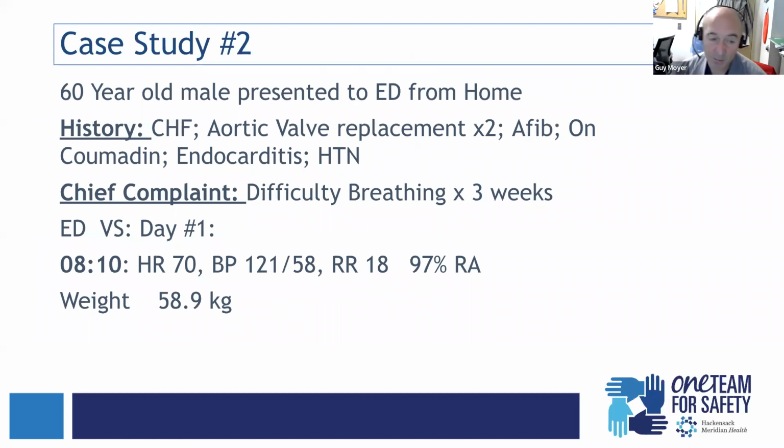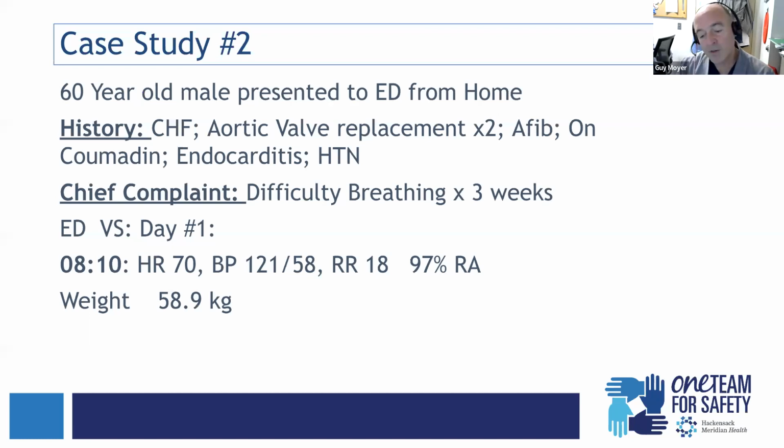The chief complaint on presentation to the emergency department was difficulty breathing for 3 weeks. So on day 1 in the emergency room, when they came in at 8:10 in the morning, they had a heart rate of 70, a blood pressure of 121/58, a respiratory rate of 18, and they were satting 97% on room air. They actually did have a weight documented, 58.9 kilograms.